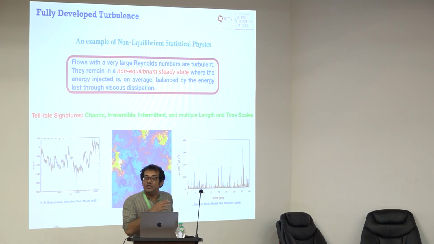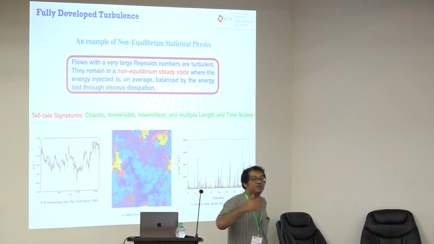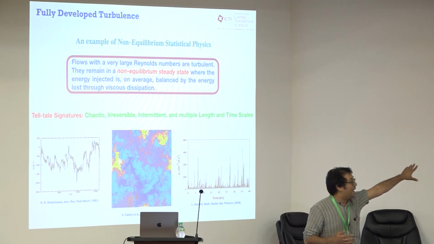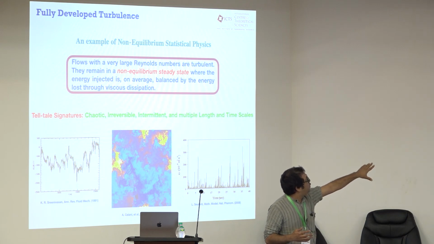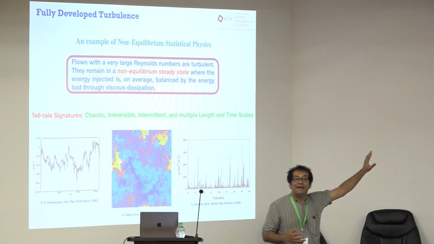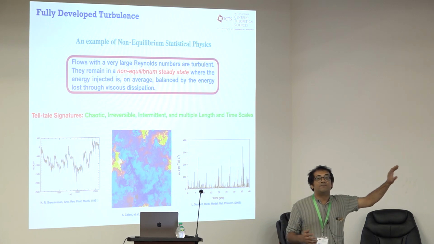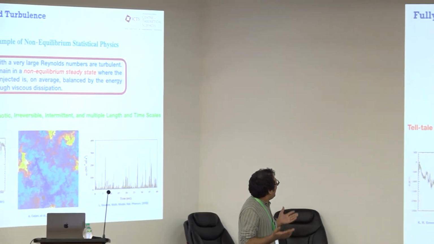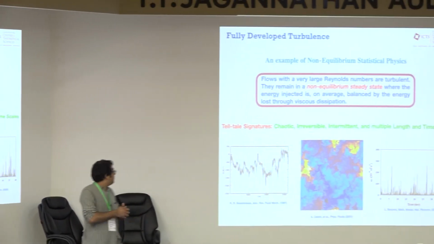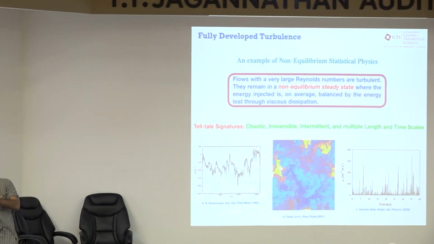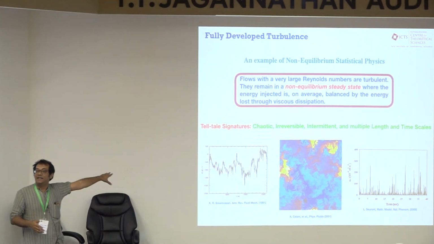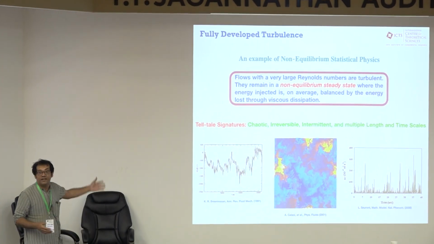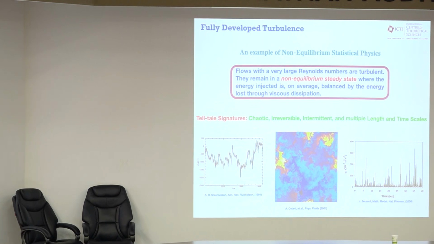So essentially, if you're just thinking of turbulence, and fully developed turbulence, this is the sort of definition that we'll be at. I'm going to talk about flows which are at very high Reynolds number, hence turbulent, and they're in some sort of non-equilibrium state where you have a constant energy injection, which is balanced on average by viscous dissipation. The telltale signatures, and we'll come to these in more detail, are that these flows are chaotic, irreversible, intermittent, and have multiple length and time scales.